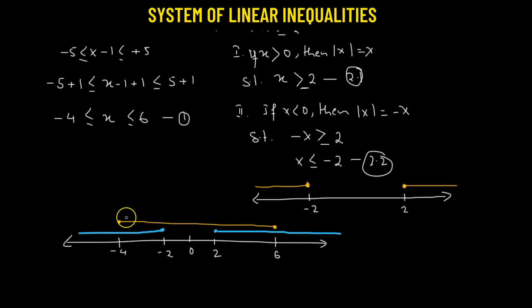So what we'll do, we'll have to find a common solution, a common region. So this is one common region and this is another common region. So this is going to be the value of x which satisfies both the inequalities. So that means we will have x belonging to the interval negative 4 to negative 2 union positive 2 to 6. So this is the solution that satisfies both the linear inequalities.